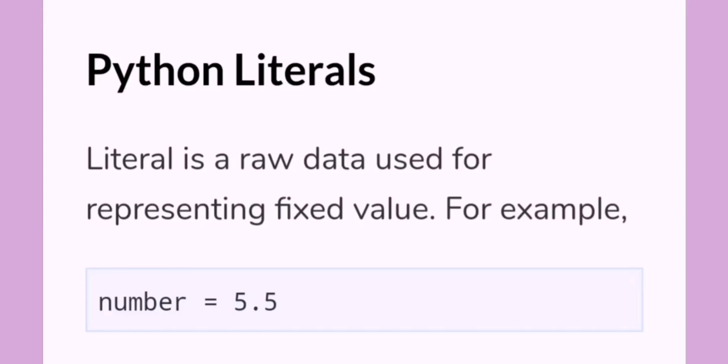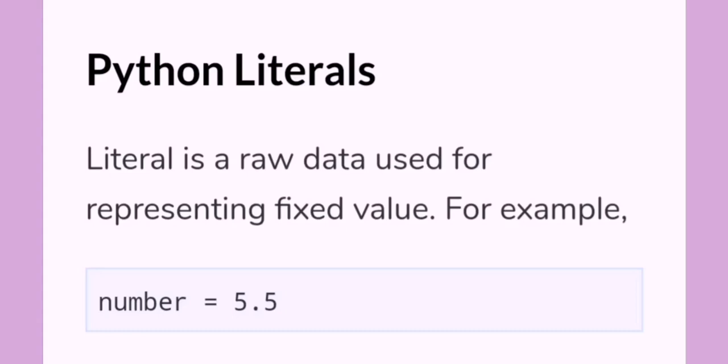Python literals. Literals are raw data used for representing fixed values. For example, you can see in this picture I took the variable number, and 5.5 is the value. So 5.5 I will assign to the variable number. Here number is a variable and 5.5 is a literal. So a literal is a value. In this lesson we will learn about numeric, string and Boolean literals.